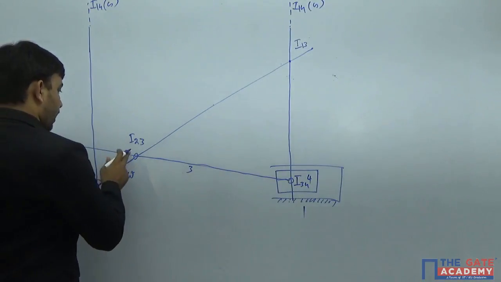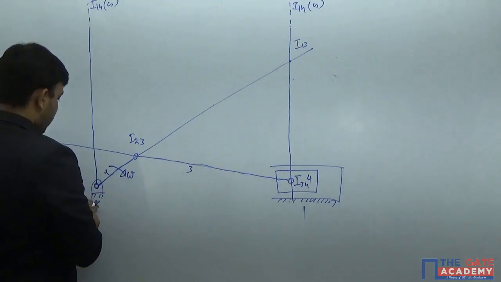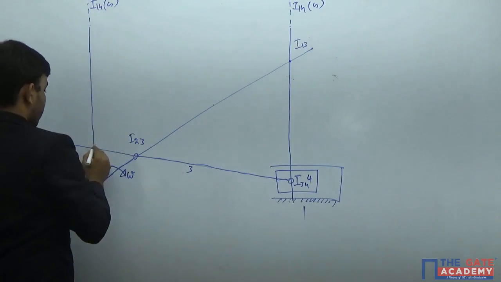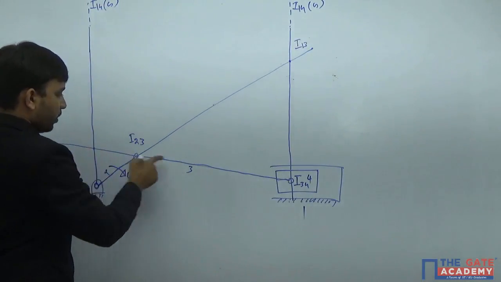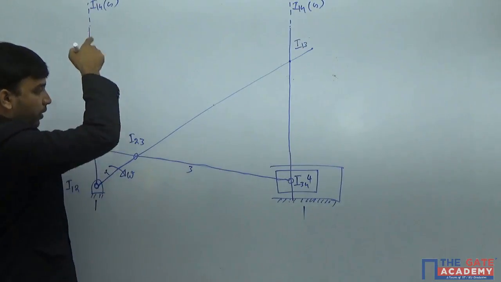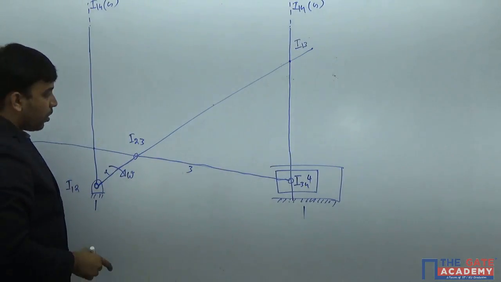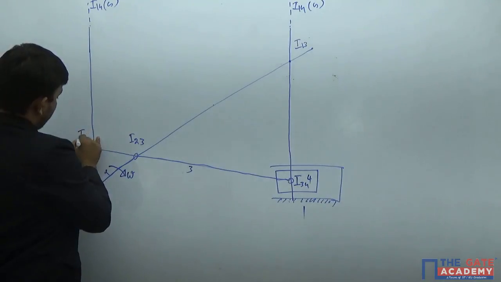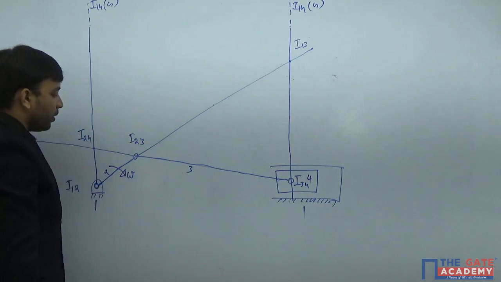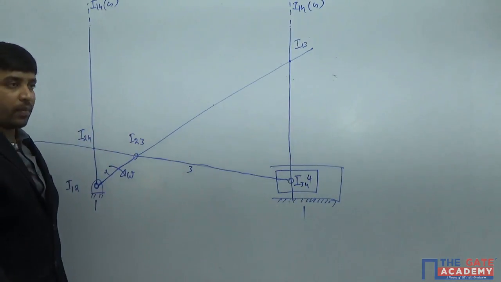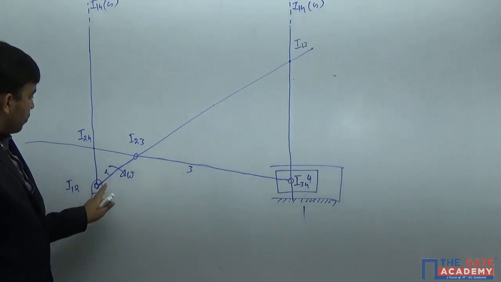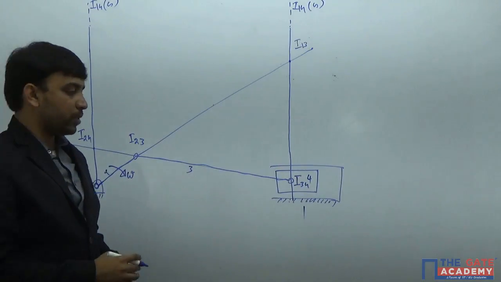Now you can see, I have drawn a line passing through I23, I34 and a line passing through I12, I14. We have seen that I24 lies on the line joining these two instant centers, and I24 lies on the line joining these two instant centers. So the common point for these two lines is this one. Therefore, I24 lies somewhere over here. So I want to do velocity analysis for this.